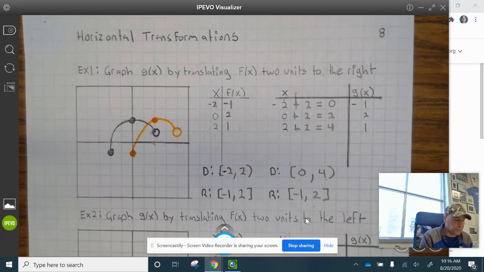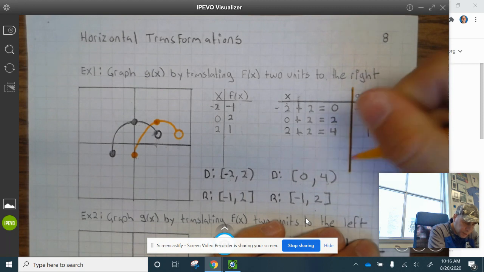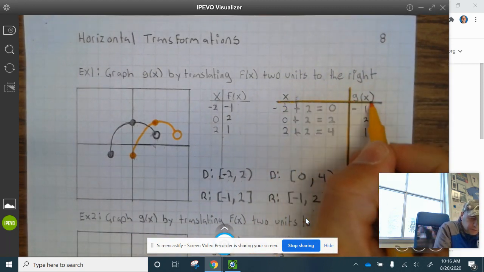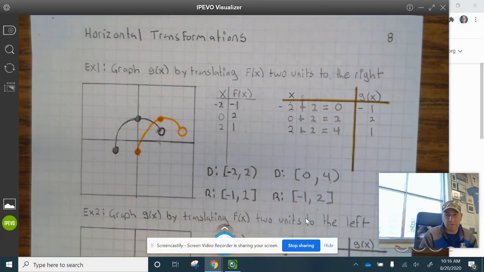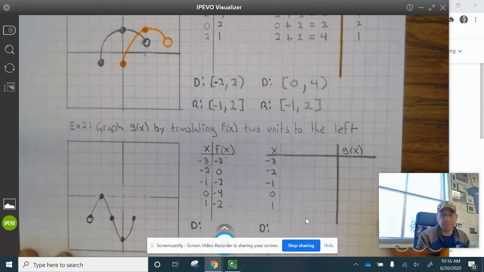Okay, so finish up example 1. Oh, and almost forgot to coordinate this color. So you can see that this goes with that graph and this goes with that graph. Okay. All right, let's take a look at example 2.